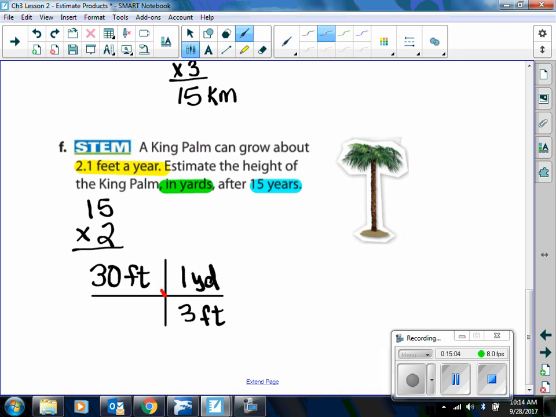And now we just multiply and simplify before we multiply. So the feet and the feet will cancel. What else can I simplify here? The 3 and the 30, right? So 3 divided by 3 is 1, and 30 divided by 3 is 10. So when I multiply straight across, my final answer will be 10 yards.